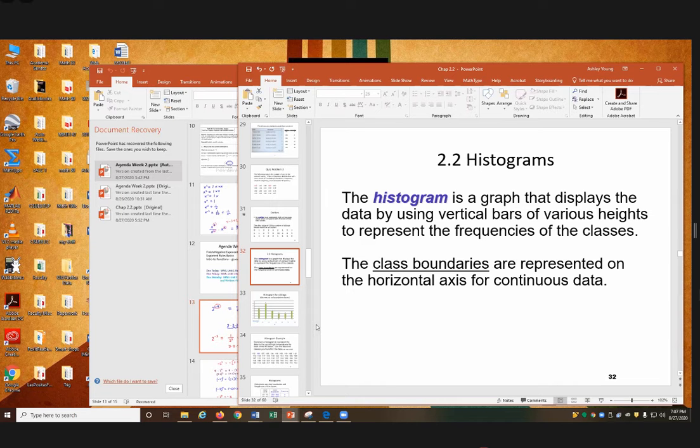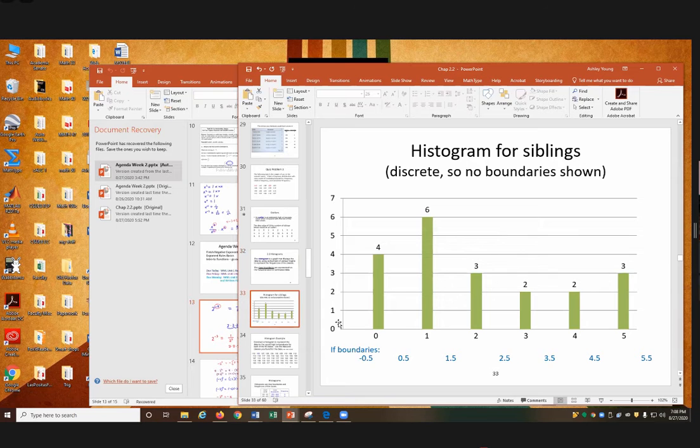Right, so yeah, exactly. They're vertical bars. The heights are the frequencies. Their height represents how many people are in that group, and then the boundaries are on the bottom. This one is for discrete data, so they don't have boundaries, because if you have siblings, you can't have 1.5 siblings. You go straight from 0 to 1. There's nothing in between, and you go straight to 2. So you notice these bars don't touch. They're discrete. They're all separate.